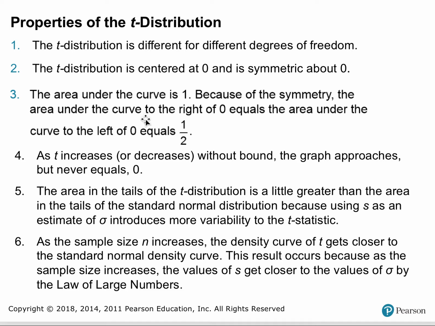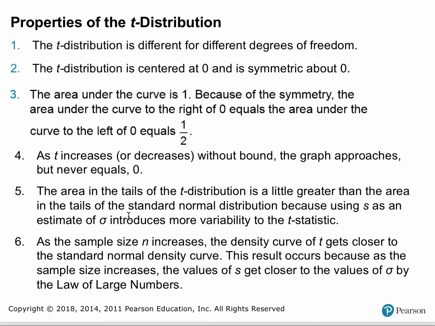Okay, because of the symmetry, the area under the curve to the right of 0 equals the area under the curve to the left of 0, which equals a half. As t increases or decreases, the graph approaches but never equals 0. The area in the tails of the t-distribution is a little greater than the area in the tails of the normal distribution because using s as an estimate for sigma introduces more variability.